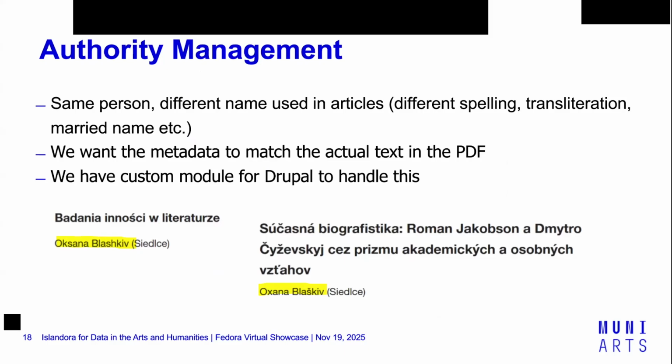What we've done is authority management, which means that a lot of authors published in the journals or monographs under different versions of their names. It means different spelling, transliteration, married name, etc. So we have implemented in Drupal a system for managing those authority names. So if you want to see all articles by one author, our Islandora can list you all the articles, no matter what version or what spelling of the name of the author is.